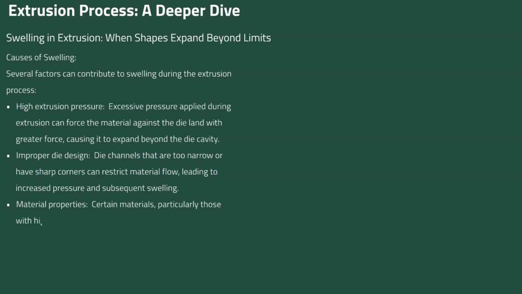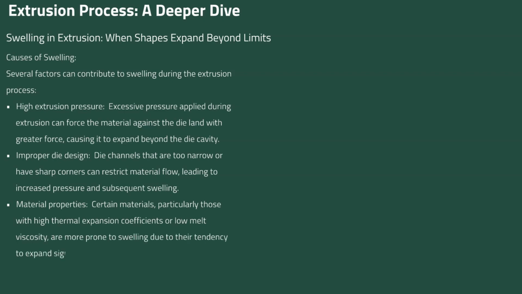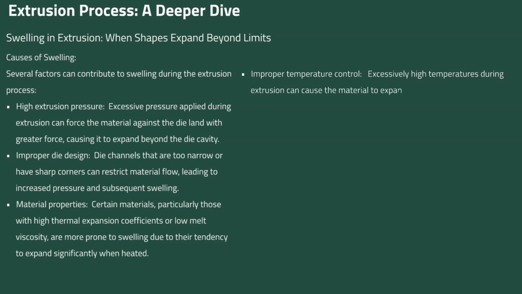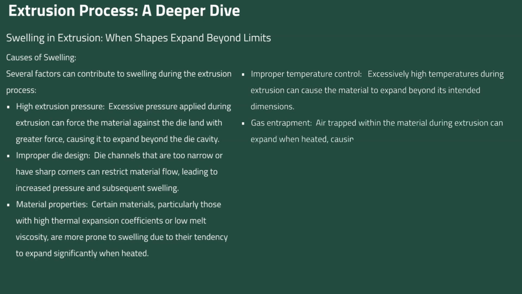Material properties. Certain materials, particularly those with high thermal expansion coefficients or low melt viscosity, are more prone to swelling due to their tendency to expand significantly when heated. Improper temperature control. Excessively high temperatures during extrusion can cause the material to expand beyond its intended dimensions. Gas entrapment. Air trapped within the material during extrusion can expand when heated, causing the extrudate to swell.